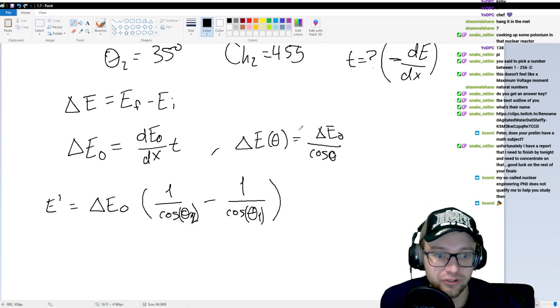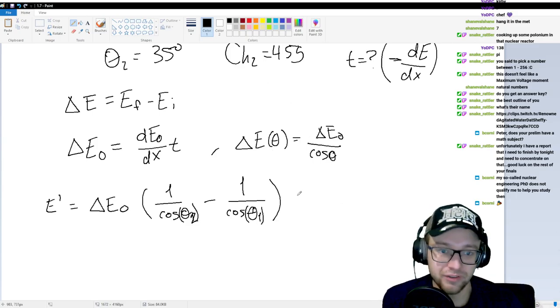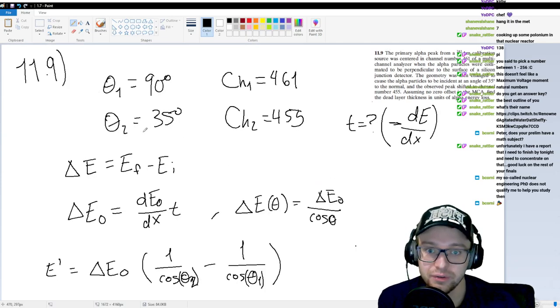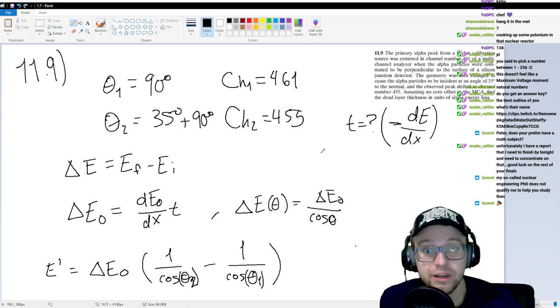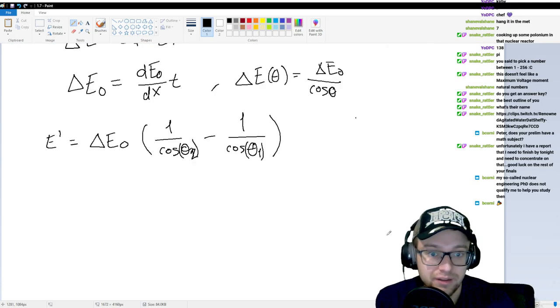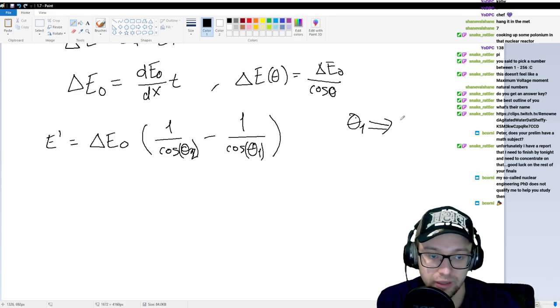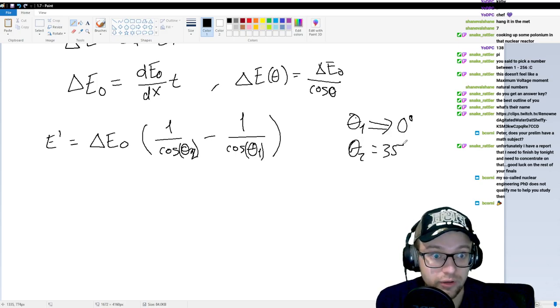Except what we can do is we could just do a change of angle, so to speak. So, like, initially, so the change in... excuse me, this should be 35 degrees plus 90. So we could just make this to be theta 1. If we just change the geometry a little bit, theta 1 is equal to 0 degrees, and theta 2 is equal to 35 degrees.